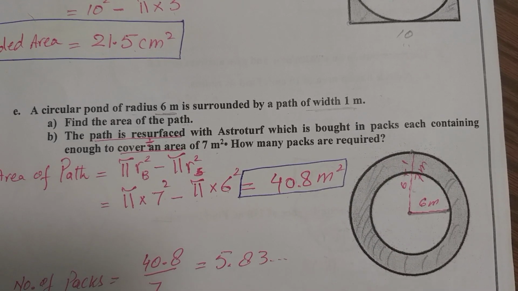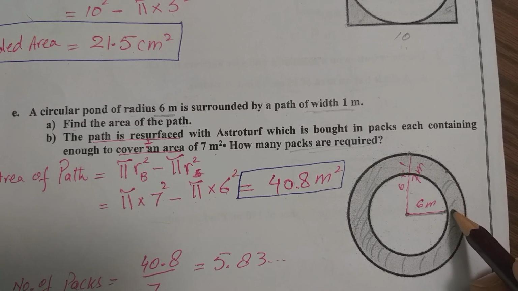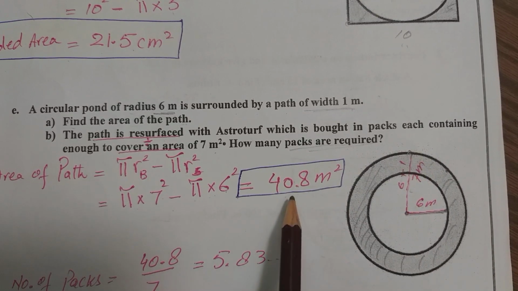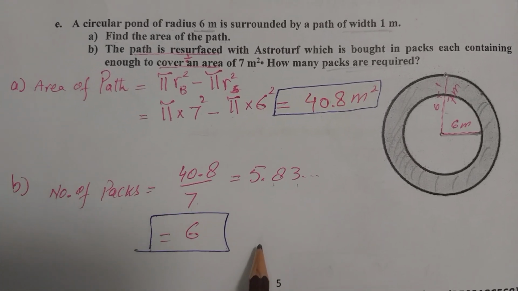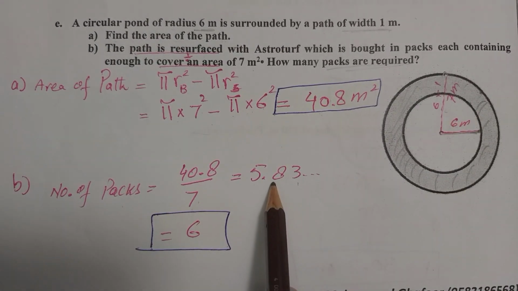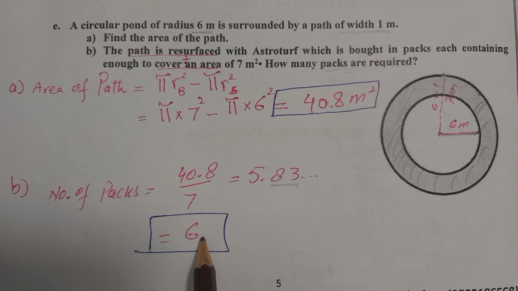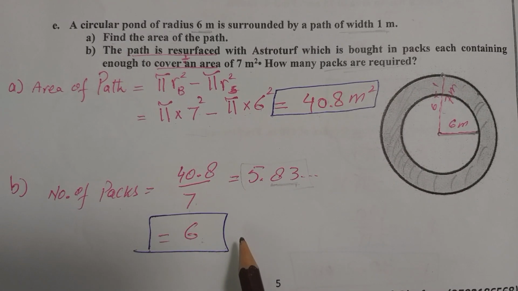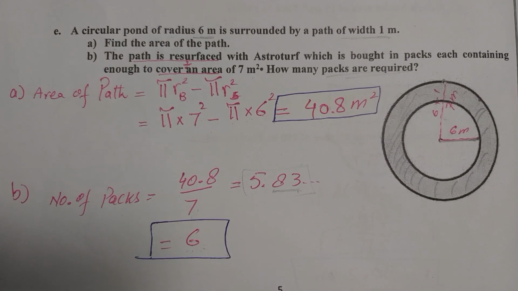Now, how many packs are required to cover this area? We divide the area of the path, 40.8, by 7, and you get the answer 5.83. So you require 6 complete packs to cover this area, because only a very minor part is left from the 6th, so you just take the rounded number. If you bring 6 packs, the whole area is covered. So that's why we round to 6. This is the answer for this page. Go to the next page.